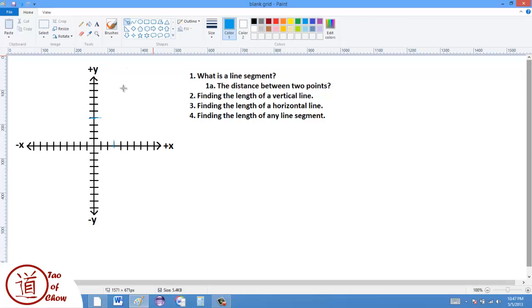Let's say I give you a line like this, starting here and going down to here. We'll say that this is point A. A is 1, 2, 3, 4, 5, 6, so 6, and then 1, 2, 3, 4, so 6, 4. And B is 1, 2, 3, 4, so negative 4, and 1, 2, 3, 4, 5, 6, 7, negative 7. And we'll call this B.